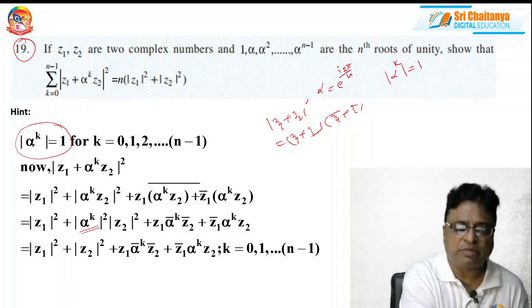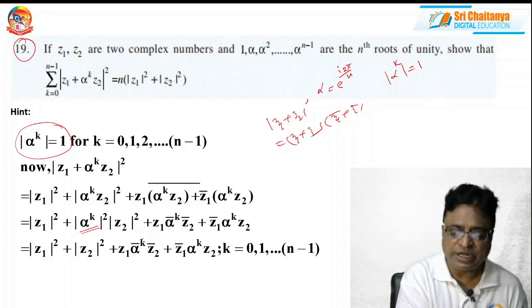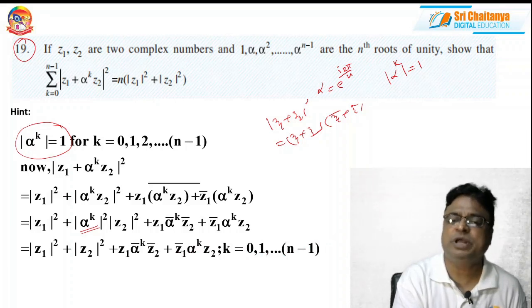1, because mod alpha power k equals 1. So I got mod Z1 square plus mod Z2 square, because these are constants. No k term is given here. That's why they are constant. Mod Z1 square plus mod Z2 square. Here it is Z1 Z2 bar alpha bar power k, Z2 Z1 bar alpha power k, where k is running from 1 to n minus 1.